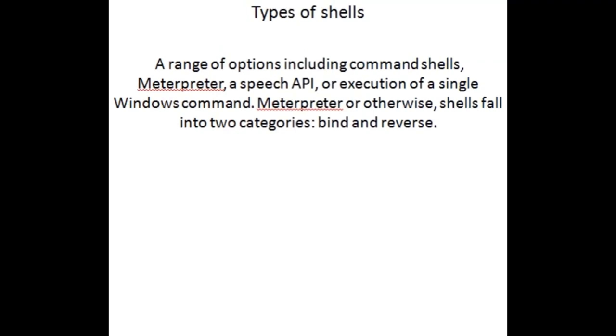Types of shells. In the list of compatible payloads, there is a range of options including command shells, Meterpreter, a speech API, or execution of a single Windows command. Meterpreter or otherwise, shells fall into two categories: bind and reverse. Bind shells. A bind shell instructs the target machine to open a command shell and listen on a local port. The attack machine then connects to the target machine on the listening port.